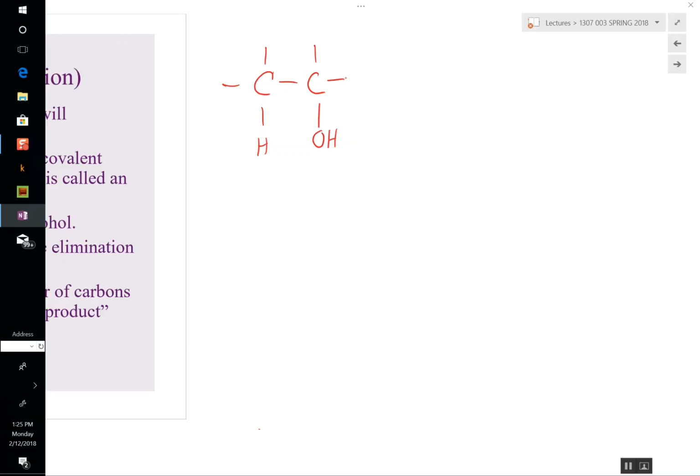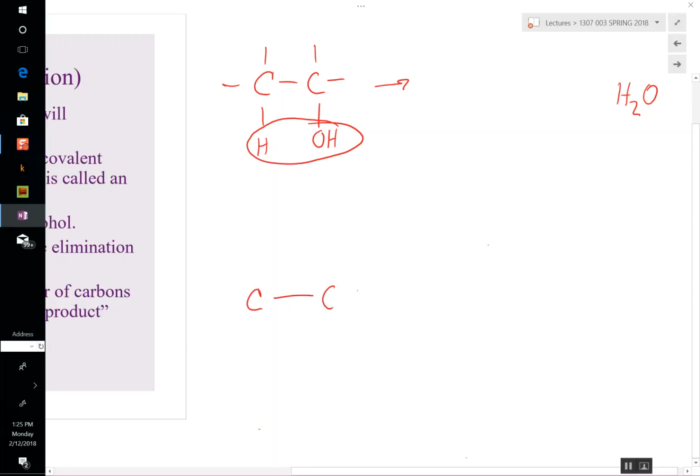But when we talk about elimination, when we talk about dehydration, we're going to produce water. One of the products is going to be water. Where are we getting the water from? Well, we're going to eliminate the water from the molecule. This is why it's an elimination reaction. We've got two hydrogens there and an oxygen, which is H2O. So we're going to eliminate that.